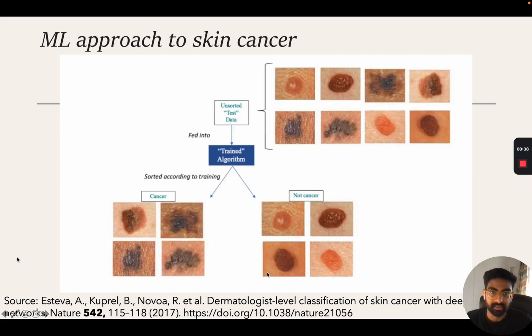Then this is tested. So then we'll give it some new images that it hasn't recognized, and then we'll see how well this trained algorithm performed in sorting those images into cancer and non-cancer. And this trained algorithm can then be further retrained in a cyclical manner as more and more data is generated to make the trained algorithm as efficient as possible in performing the task needed.